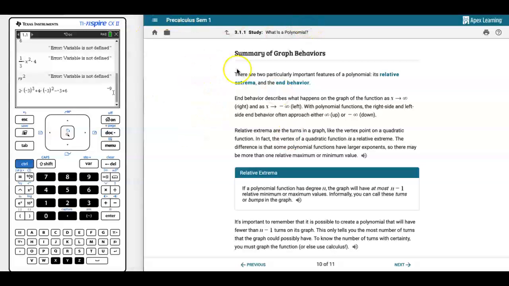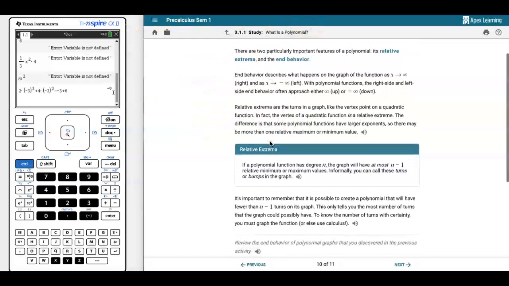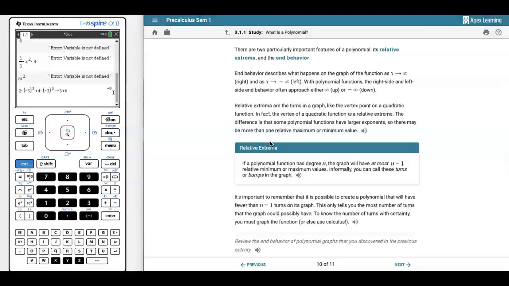All right. Moving forward here, relative extremas are turns in the graph. They're like vertex points, except that there can be multiple. Technically, our vertex here is a relative extrema, or a relative extreme, but there can be multiple, not just one, especially for those with larger polynomials. If it has multiple terms, it's going to have multiple relative extrema.